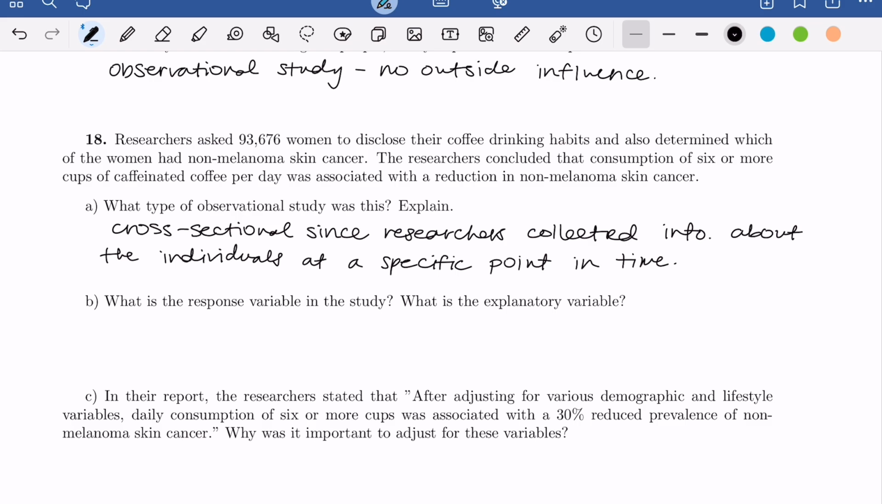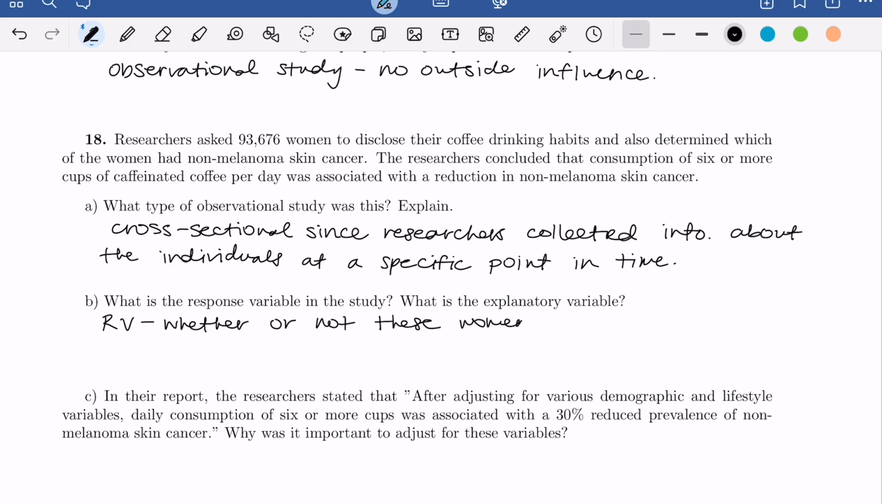All right, for part B here, we're trying to figure out what the response variable and the explanatory variables are in this study. So the response variable, which I'll continue to abbreviate with this RV here, is going to be whether or not these women have this non-melanoma skin cancer. And then our explanatory variable, EV here, is going to be the amount of coffee consumed, and in this case, the amount of coffee consumed daily.